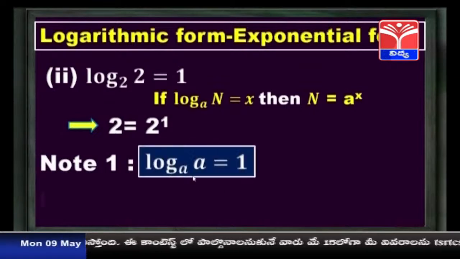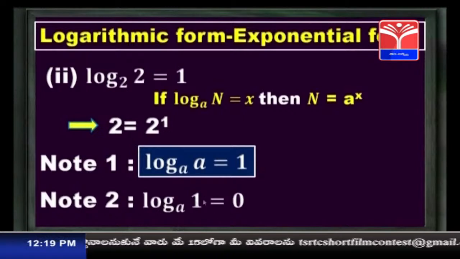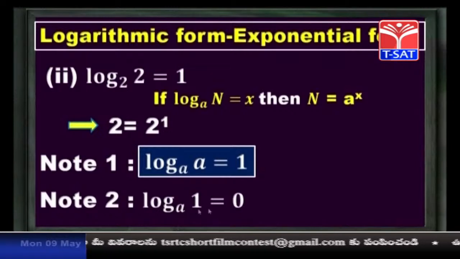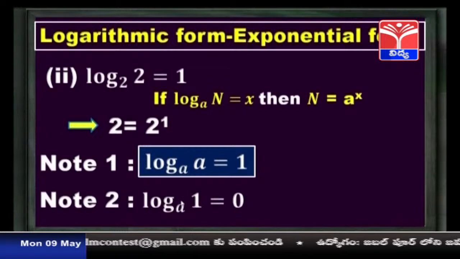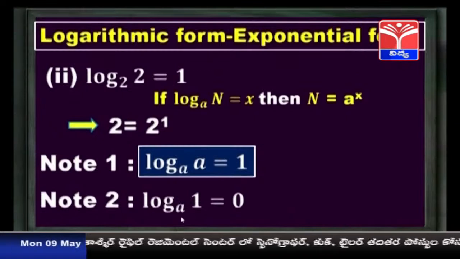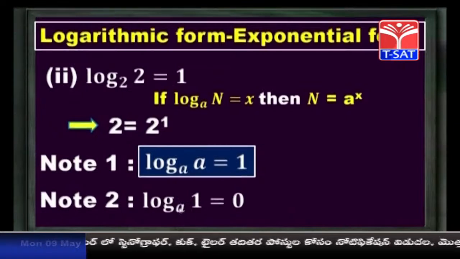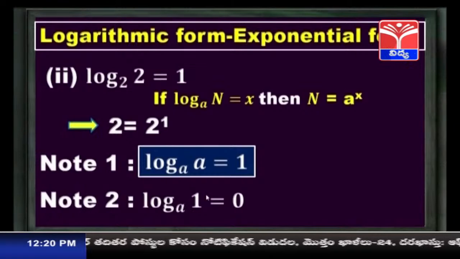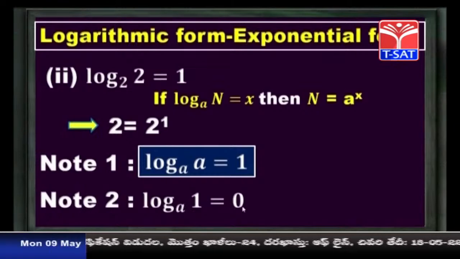Log a to the base a is equal to 1, and note 2, log 1 to the base a is equal to 0. So log 1 irrespective of base is equal to 0, and the base should not be equal to 1. So only one condition: a should not be equal to 1 and a is greater than 0, then log 1 to the base a is equal to 0.